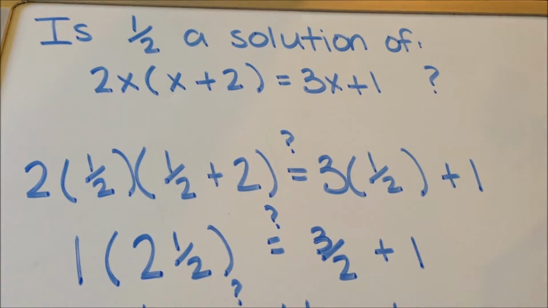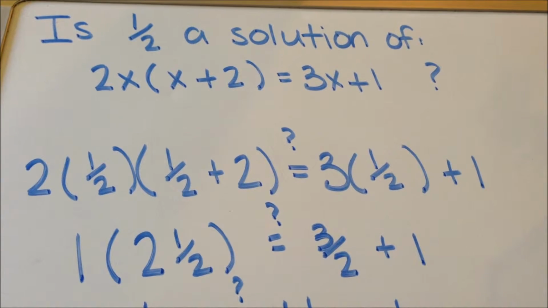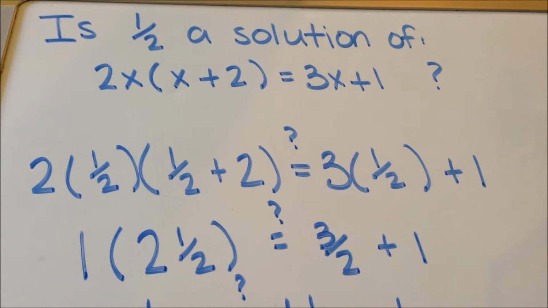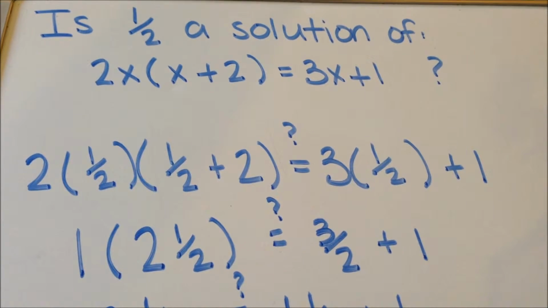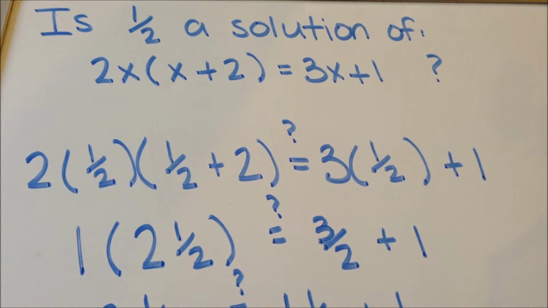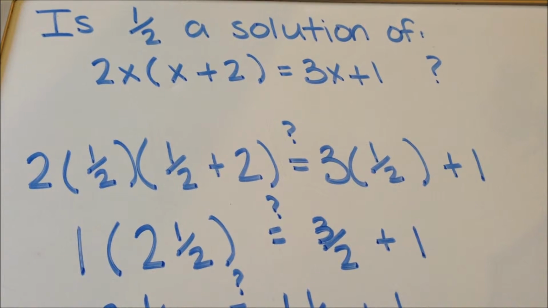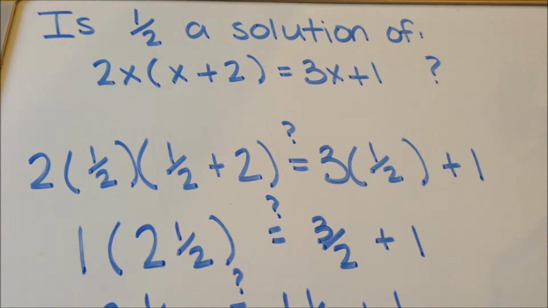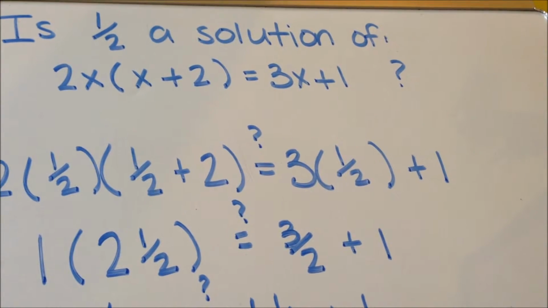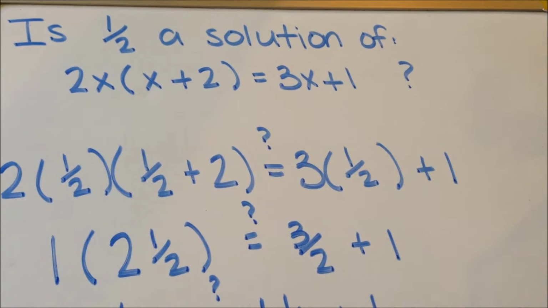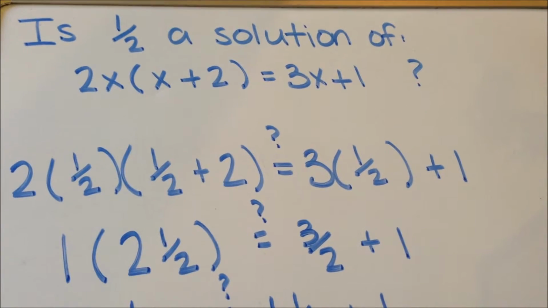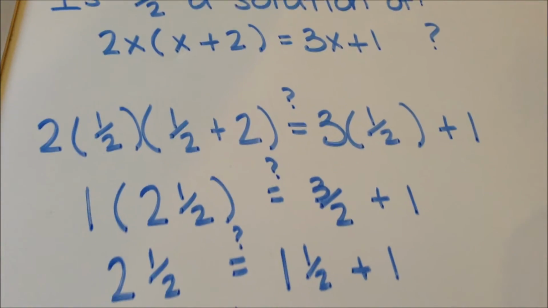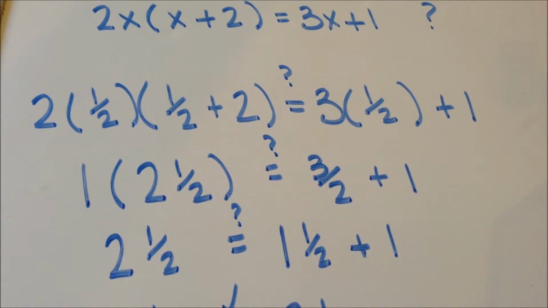Taking a look at the left-hand side, we have 2 times 1/2, or 2 over 1 times 1 over 2. That gives us 2 over 2, or 1. So on the left-hand side, we have 1 times 2.5. That involves simply adding 2 plus 1/2. On the right-hand side, we have 3 times 1/2, or 3 over 1 times 1 over 2. That gives us 3 over 2 plus 1. Now we will further simplify.